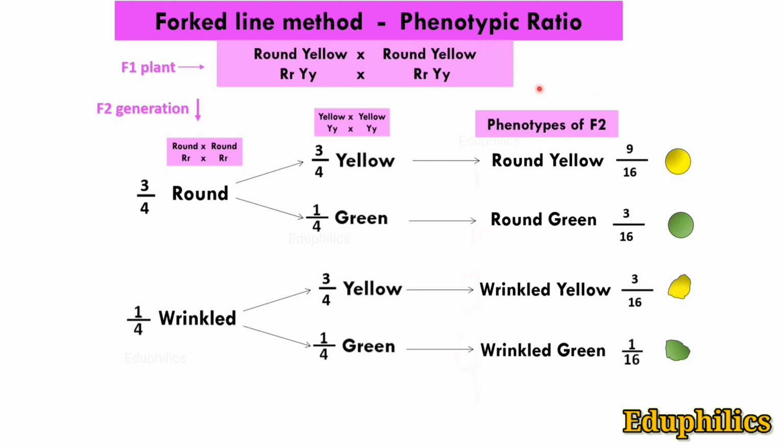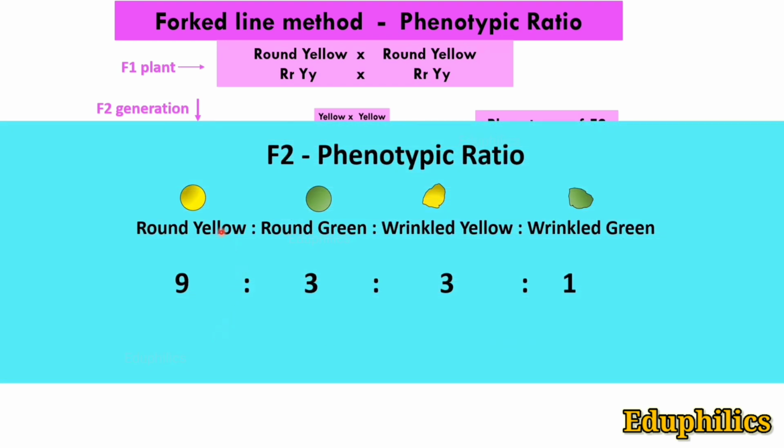So these are 4 different phenotypic combinations possibly formed in F2 generation, and the ratio is 9:3:3:1. Let's write this ratio again clearly. So 9 round yellows is to 3 round green is to 3 wrinkled yellow is to 1 wrinkled green.